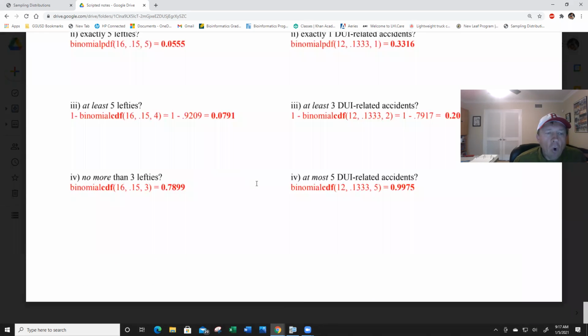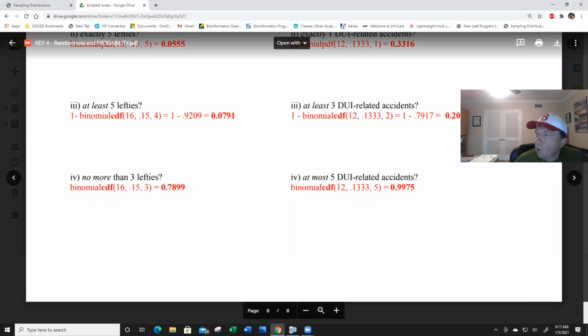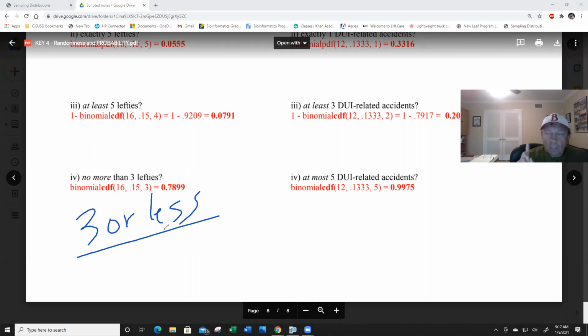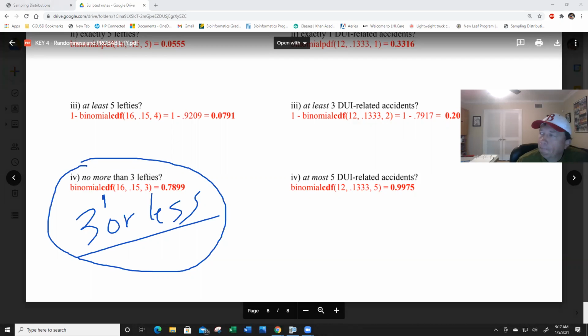Okay. No more than 3 lefties. No more than 3 means 3 or less. It does include 3. So that's going to be the CDF button, but I don't have to go 1 minus because that's exactly the way I want it. The cumulative distribution function will add up 3 or 2 or 1 or none. That one I won't do. You can see it right there. Go ahead and try that on your calculator.